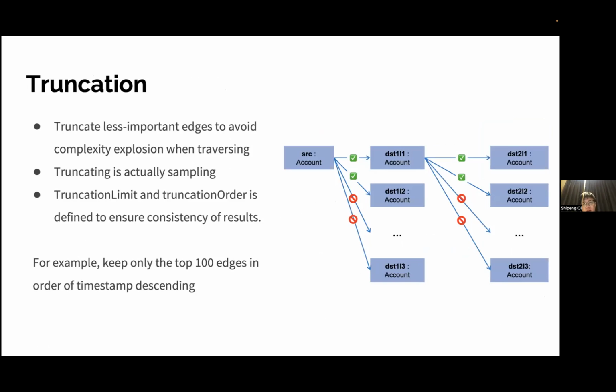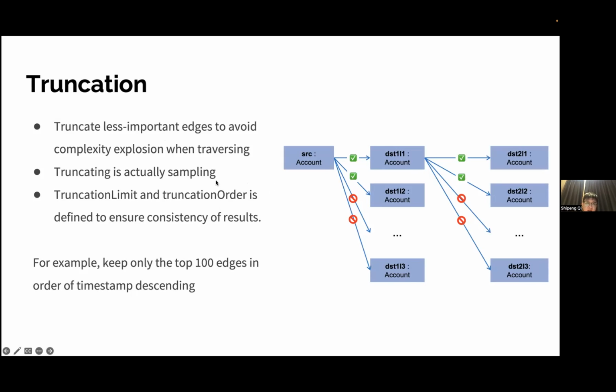And here is about the truncation. Truncation is a strategy we use to control the computation complexities when we traverse the graph, especially when we traverse on the hypervertex. The thing is, we just like to truncate less important edges to avoid the complexity explosion when traversing the graph.